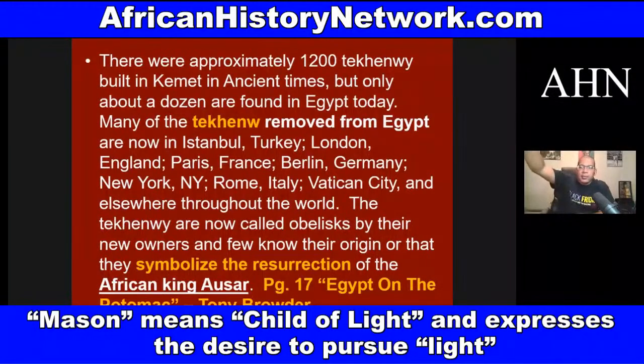So people will see these and not know that they were physically taken from Africa, or that the symbol originally comes from Africa. They're just associated with wherever it is. Yeah, they're stolen. But they won't associate them with the Nile Valley region of Africa or with African people. So the Tekhenu are now called obelisks by their new owners, and few know their origin or that they symbolize the resurrection of the African king Asar.